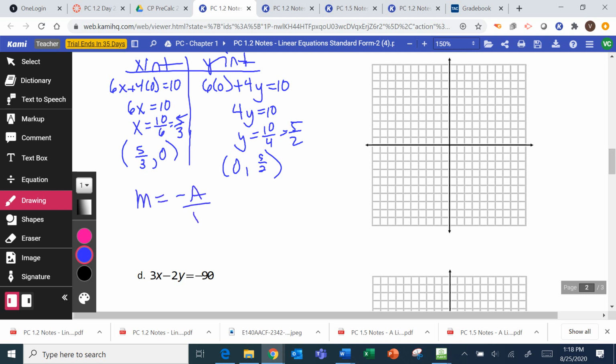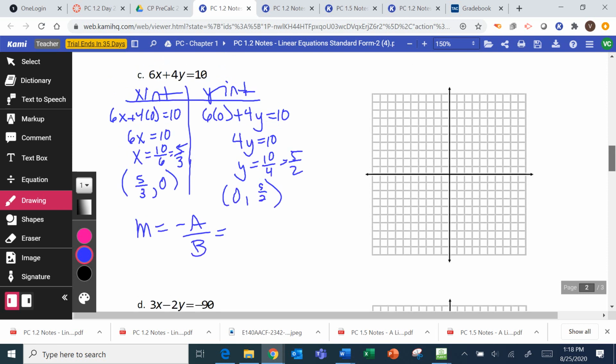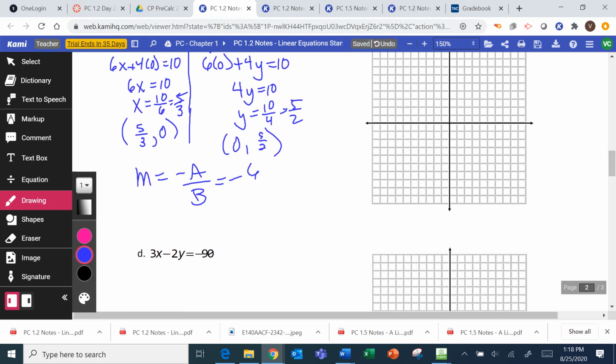Negative a over b is negative 6 over 4. Would you get that correct if you typed negative 6 over 4? You would not. Emily Ruff, why? You need to simplify, reduce it, yes. So negative 3 over 2.